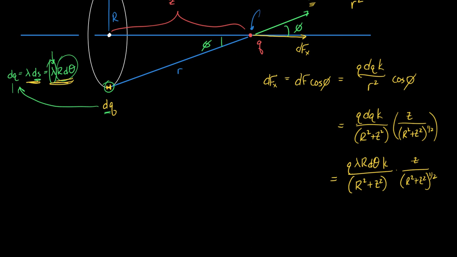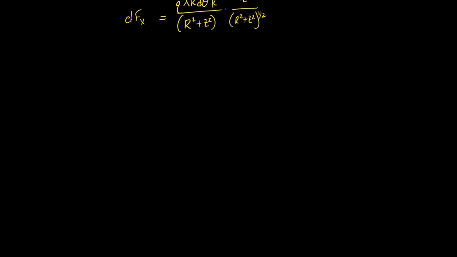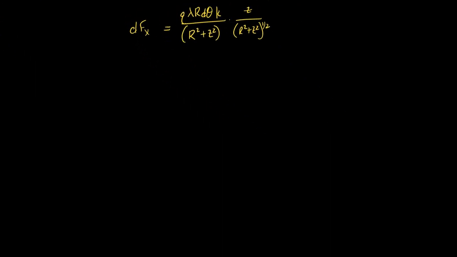Baby steps, right? This represents one piece of the total force. We want to add it up for every piece. Have I left anything out? So I can continue? Because when I look at this, a lot of this doesn't change as I go around the ring.